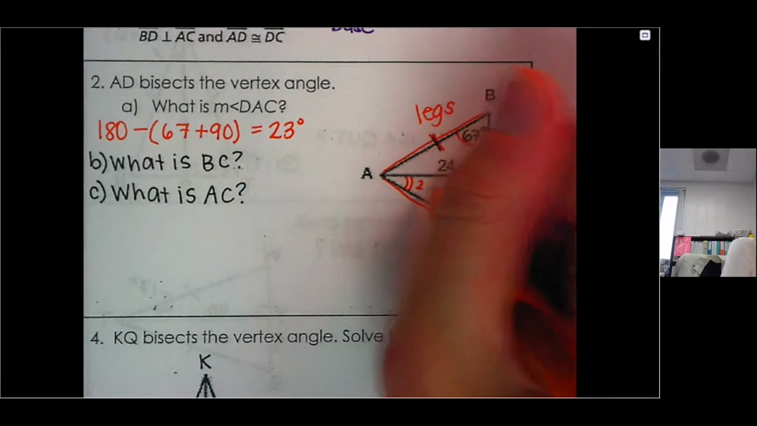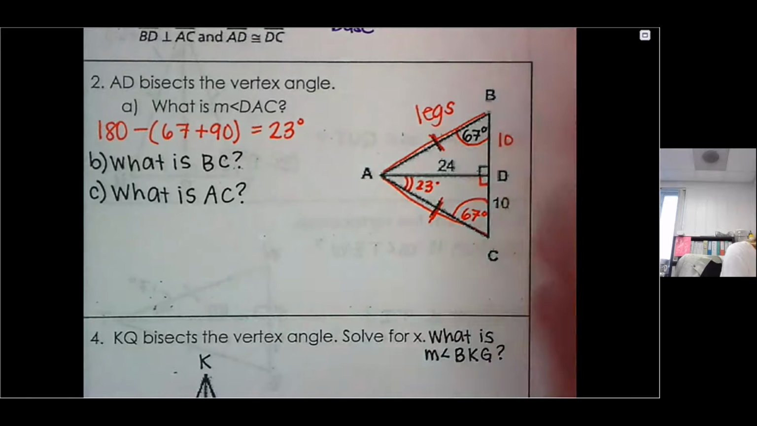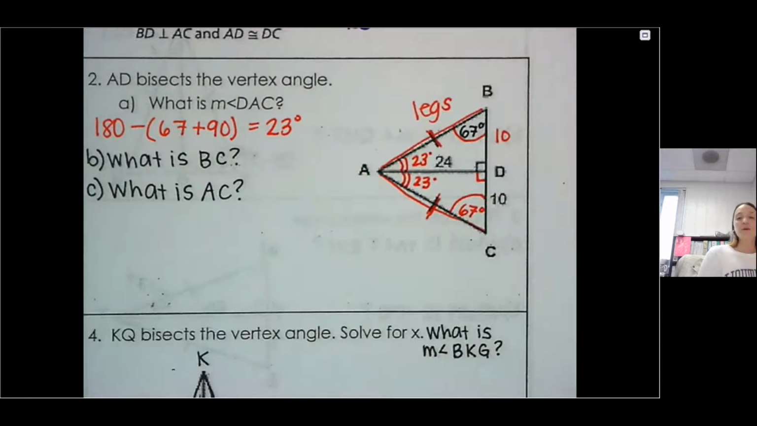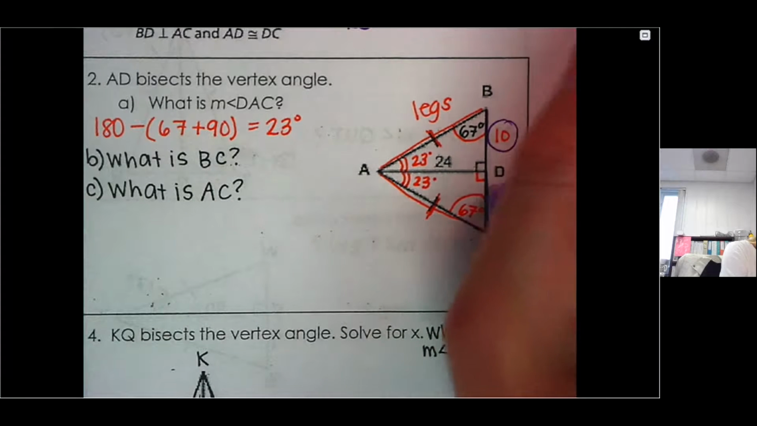What else can we mark in this picture? Good. The other side should also be 23 degrees. So notice it's like the same thing on both sides. Once you got one side, the other side should be easy peasy. Okay, next part. What is BC? How'd you get 20, Eddie? Yeah, good. Added the two pieces together. So here's B to C. So we add together the two 10s. Easy peasy.